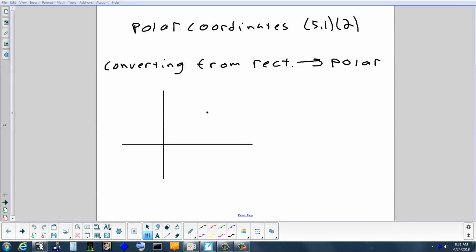All right, so first thing we'll do is we'll finish up section 5.1. Yesterday we talked about how to convert from polar to rectangular. Today we're going to start off with the reverse.